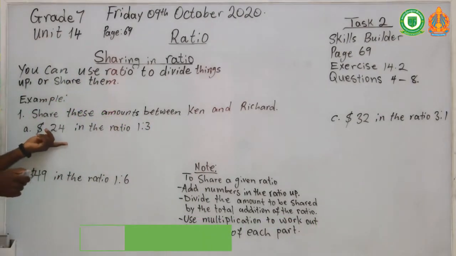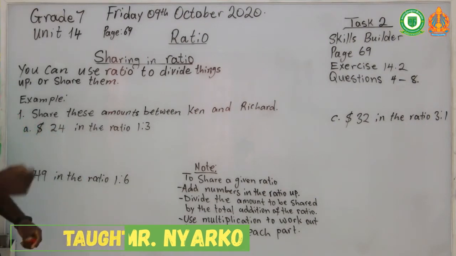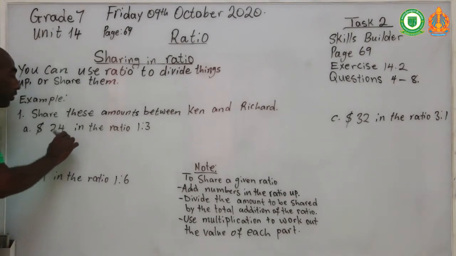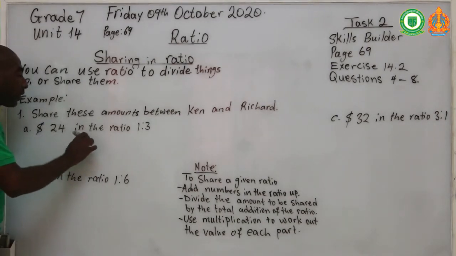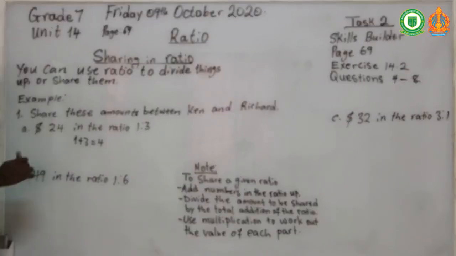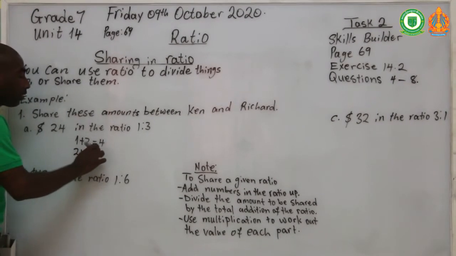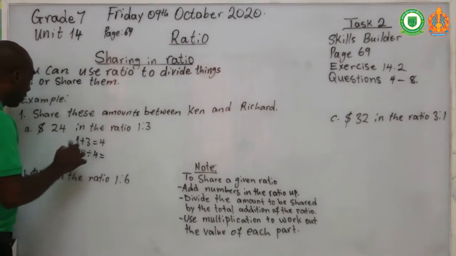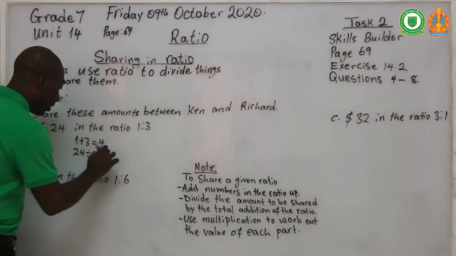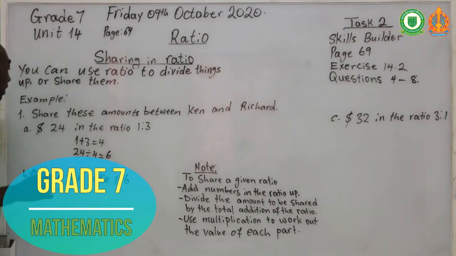So the first amount that they need to share is $24 in a ratio of 1:3. The first thing that we need to do is to add up our ratio. So we will have 1 plus 3, that will be equal to 4. Then the next thing that we need to do is to divide our total amount that they are going to share by the total ratio, and that is going to give us 6. So we have 6 here.